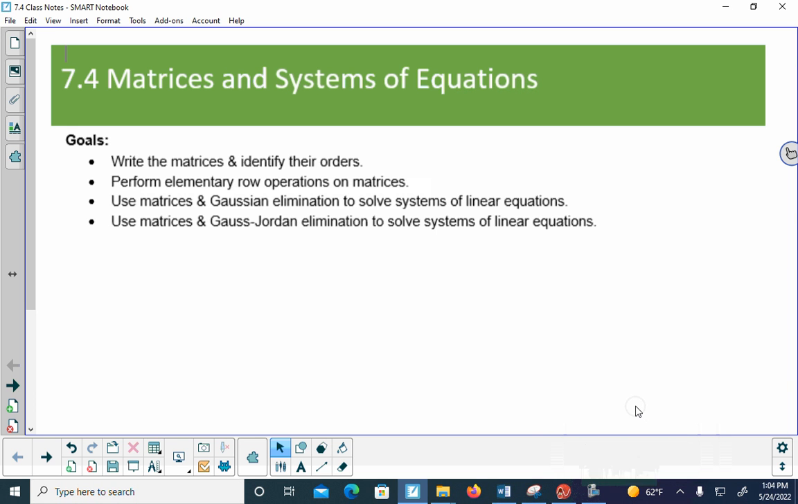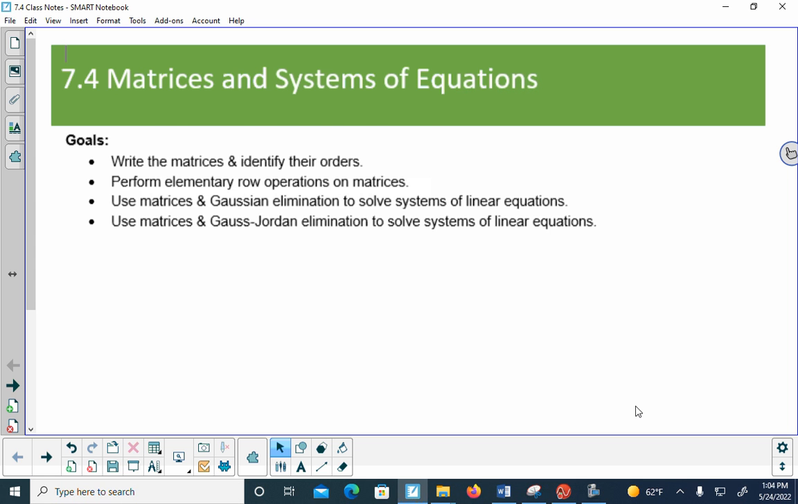So I'm going to go over the notes for section 7.1, matrices and systems of equations. What we're going to do is identify the order of matrices, perform elementary row operations with matrices, use matrices in Gaussian elimination to solve systems of equations, and then use matrices in Gauss-Jordan elimination to solve systems of equations.